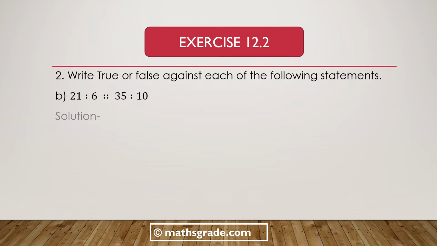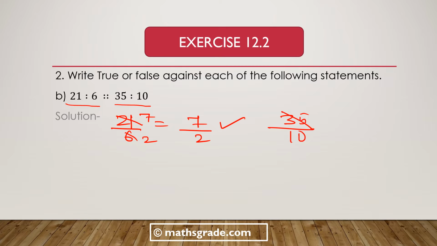Now second bit B. 21 is to 6 is equal to 35 is to 10. 21 divided by 6, between 21 and 6, 3 is the highest common factor. 3 sevens are 21, 3 twos are 6. 7 divided by 2. And 35 divided by 10, between 35 and 10, 5 is the common factor. 5 sevens are 35, 5 twos are 10. 7 divided by 2.